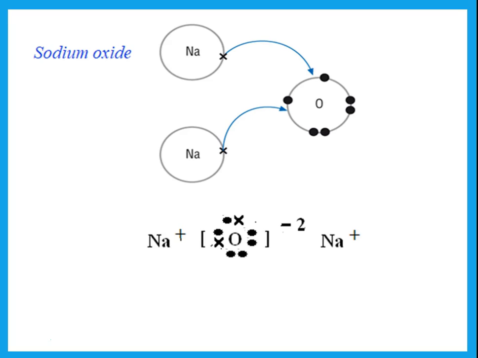Do we understand how to think of it? Of course, if he says draw the dot and cross, you're only required to draw the final one, not the one where you're thinking what is happening.